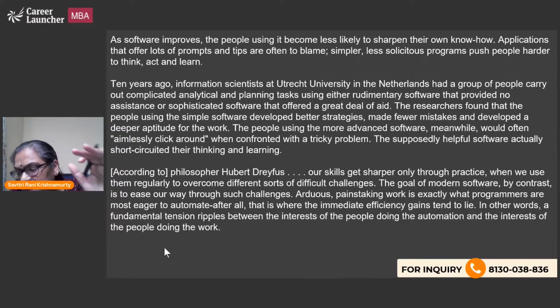So, the second paragraph is just substantiating what has been said in one, that there was a survey conducted with basic software and very advanced software, and they found that the group of people who were using simple software developed better strategies. The group of people using more advanced software could not work without that advanced technology, and they were clicking around, not even trying to think on their own for a solution to the problem.